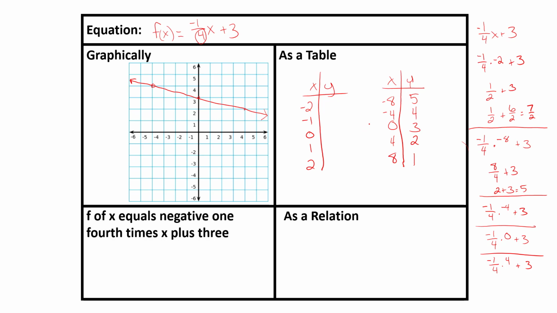So we have a line. Now here is a relation. You've got all your ordered pairs from the table: (-8, 5), (-4, 4), (0, 3), (4, 2), and (8, 1).